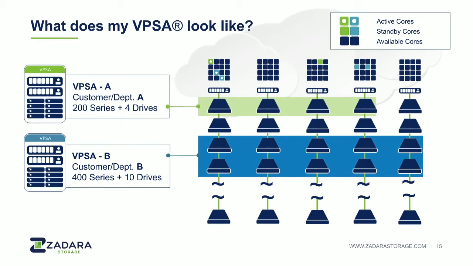Then comes along customer B, and customer B wants the 400 series engine, that's a double-size engine, and asks for 10 drives. So now we reserve 2 cores on one of the nodes, in this case the first node, you see 2 blue cores marked, and then the 4th node has 2 additional cores reserved for that customer. And then two rows of 5 drives each, for a total of 10 reserved for the same customer B.